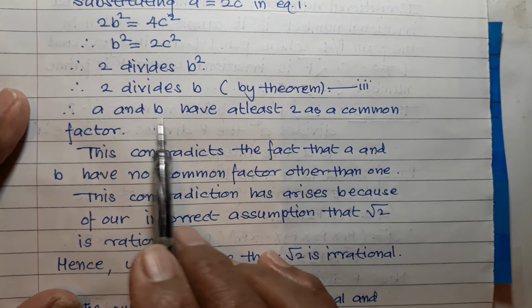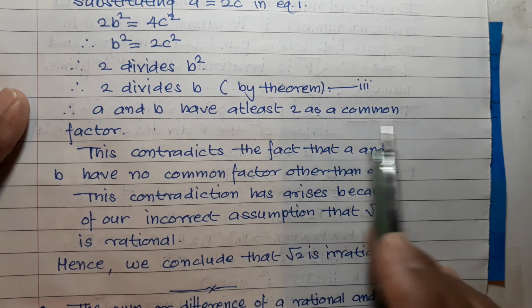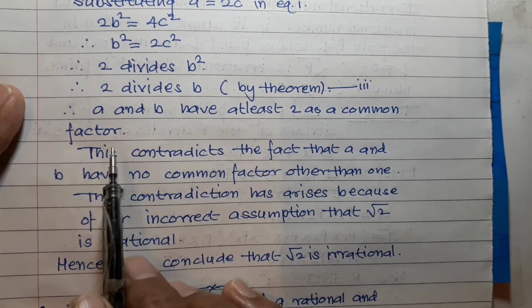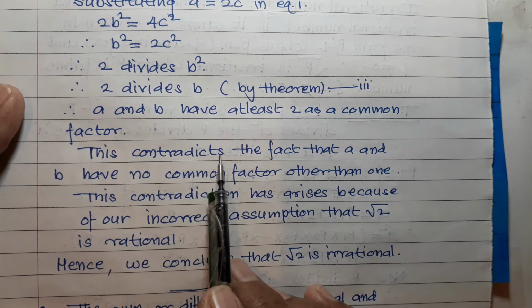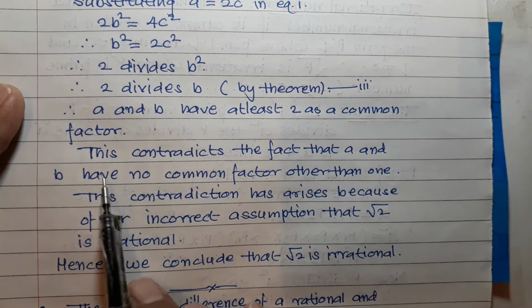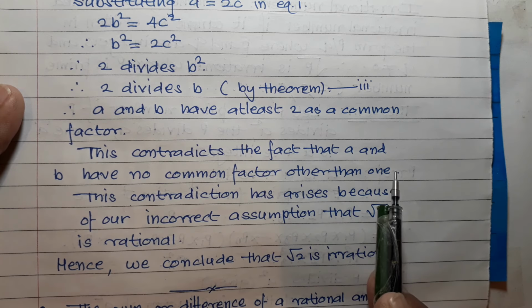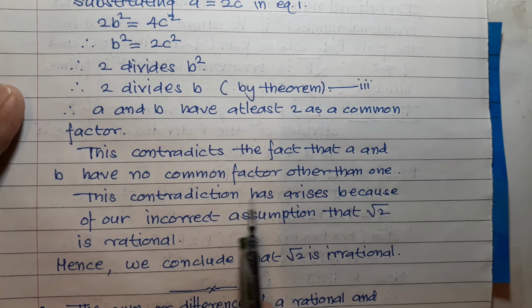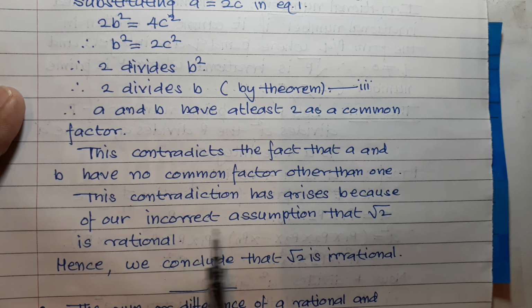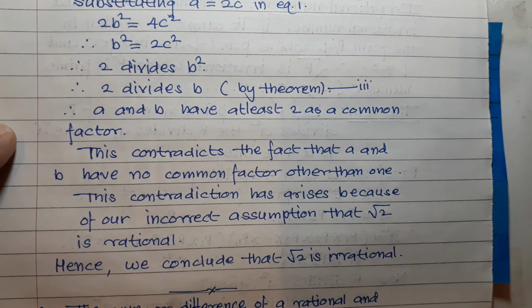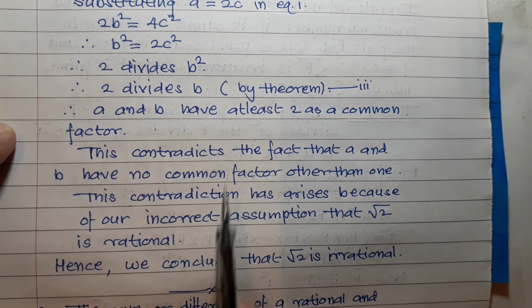And therefore a and b have at least 2 as a common factor, and now this contradicts the fact that a and b have no common factor other than 1. So this contradiction has arisen because of our incorrect assumption that root 2 is rational, and hence we conclude that root 2 is irrational. So this is the indirect method.